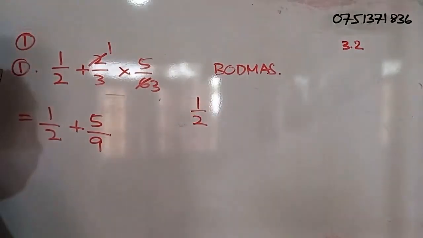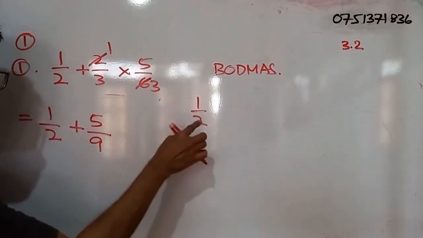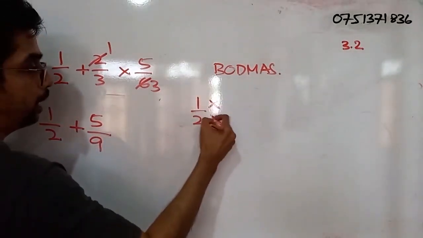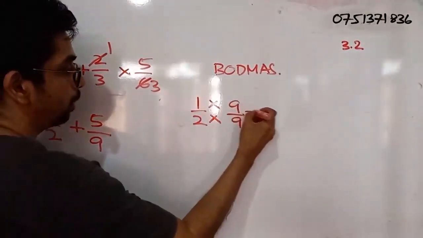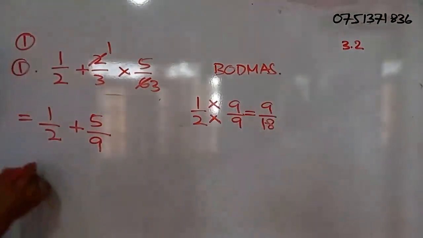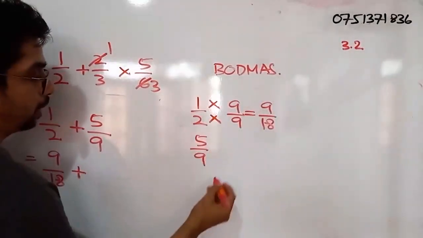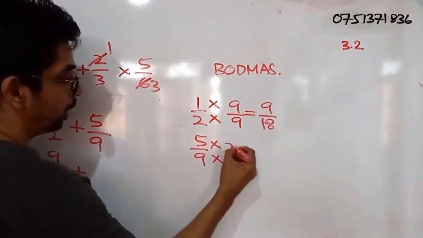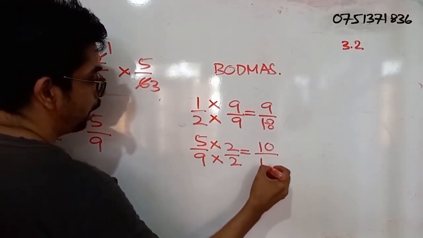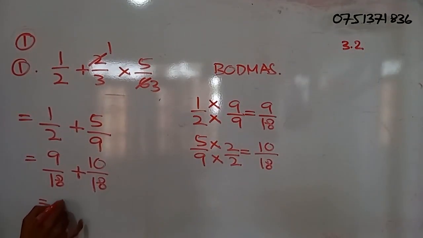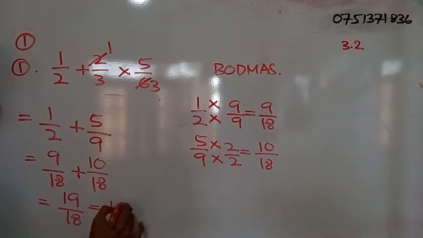So 1/2, we have to convert this fraction into a fraction where the denominator is 18. Here also the same thing, right? So I can multiply the denominator by 9 and the numerator by 9. So 9/18. Okay? So 9/18 plus 5/9. I have to multiply the numerator and the denominator by 2. 5 times 2, that is 10. 9 times 2, that is 18. So 10/18. So here we get what? 19/18, and I can simplify this as what? 1 and 1/18.